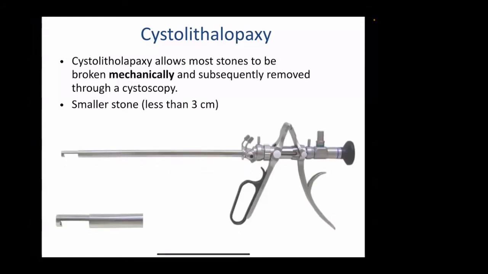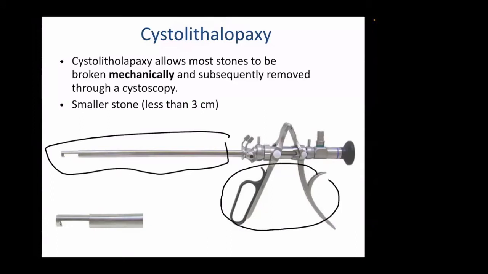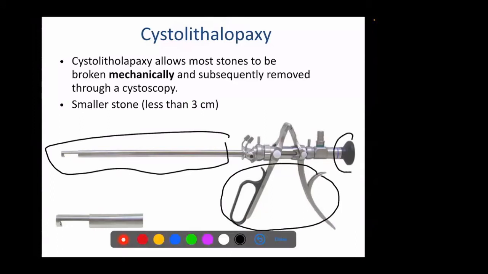This is the machine, lithotrite. This much is introduced inside the bladder. This is the handle that we can hold by our hand, and this is the telescope you can see, and it is connected to the TV by a camera. Let me show you the magnified view of the anterior part.